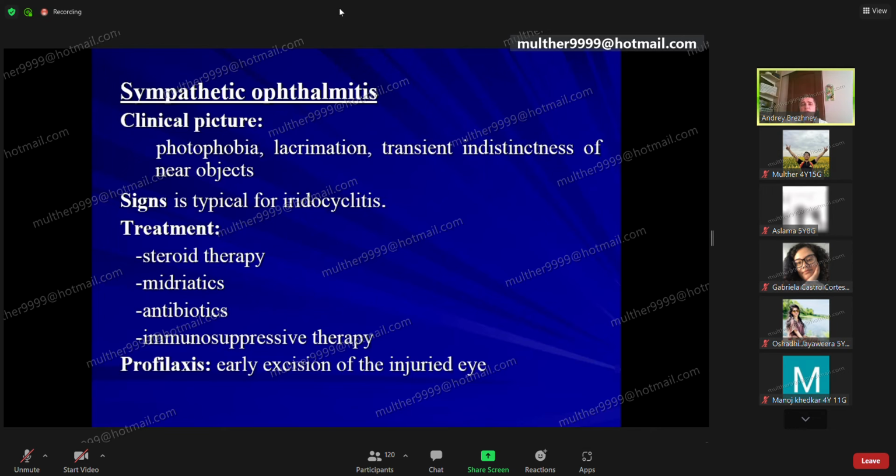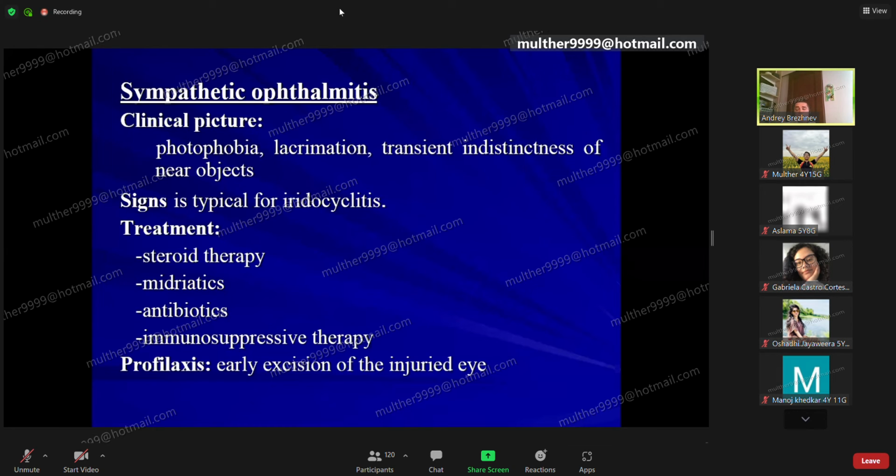Prophylaxis of sympathetic ophthalmitis: the only prophylaxis is early excision of the injured eye. It is the best way of prophylaxis to remove the injured eye, and then no autoimmune reaction. But of course, you understand sometimes the trauma is not so severe. After the surgery, the visual functions are rather good, and how do you explain to the patient the necessity to remove the eye which has good visual functions? It's difficult. It's not only a medical but also a psychological problem.